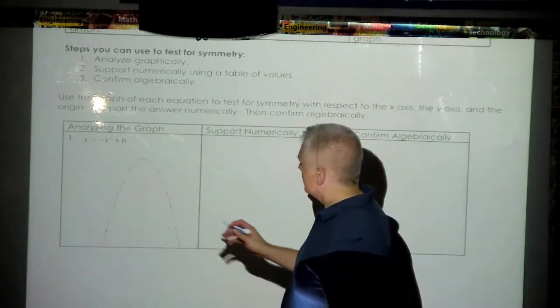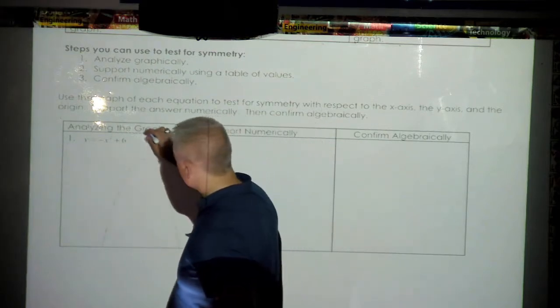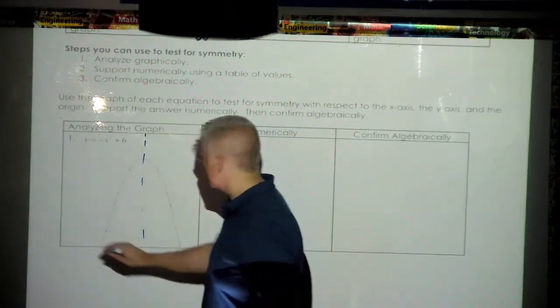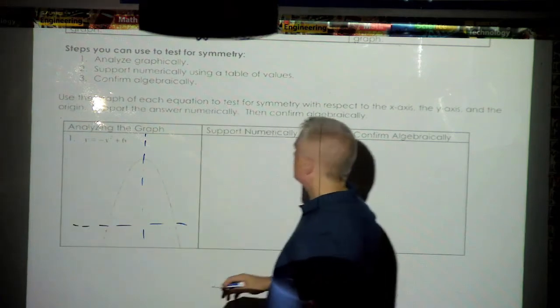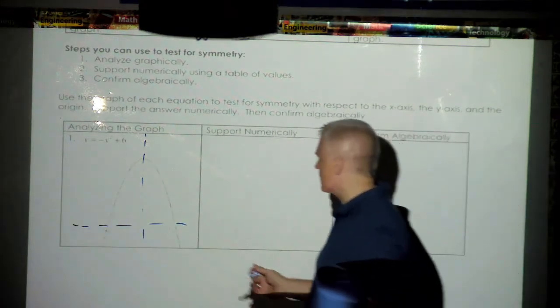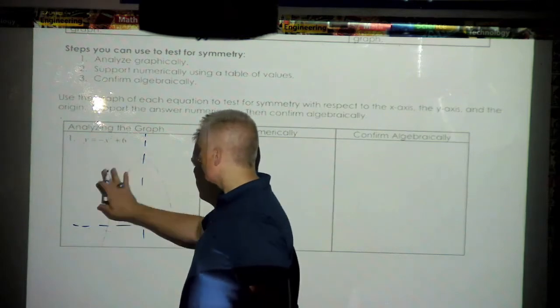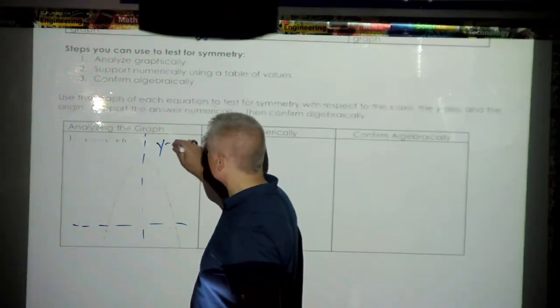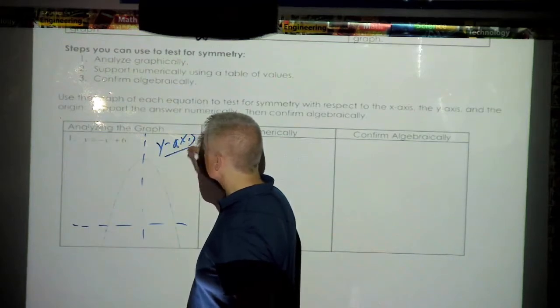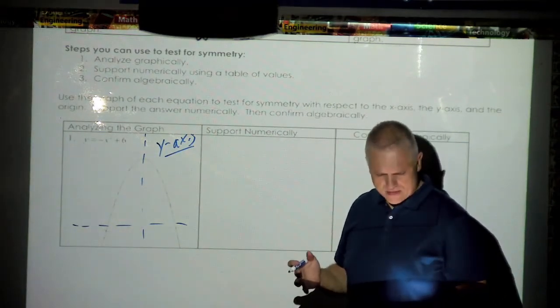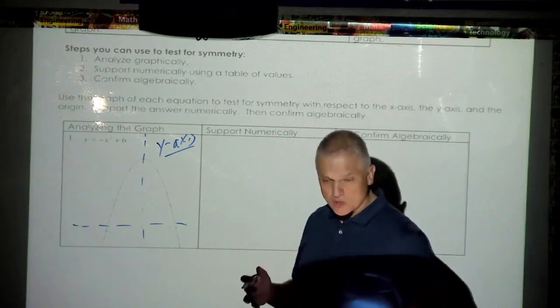All right. So we're looking at this graph here, and I'm going to just analyze it as a graph. Does it look like it is symmetric to something? Yeah, it looks like if I fold over the y-axis, it's symmetric. My eyeballs say that. It looks like it's symmetric.